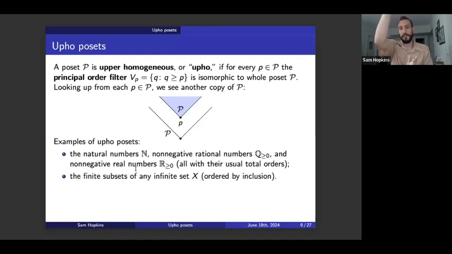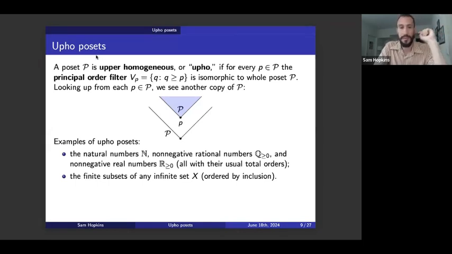We look up from any natural number, we see sort of the same infinite chain. Same thing with the non-negative rational numbers, the non-negative real numbers. An example that's not a total order would be the finite subsets of any infinite set ordered by inclusion. Okay, but all of these examples, except for the first one, the natural numbers, are a little bit too infinite for me.